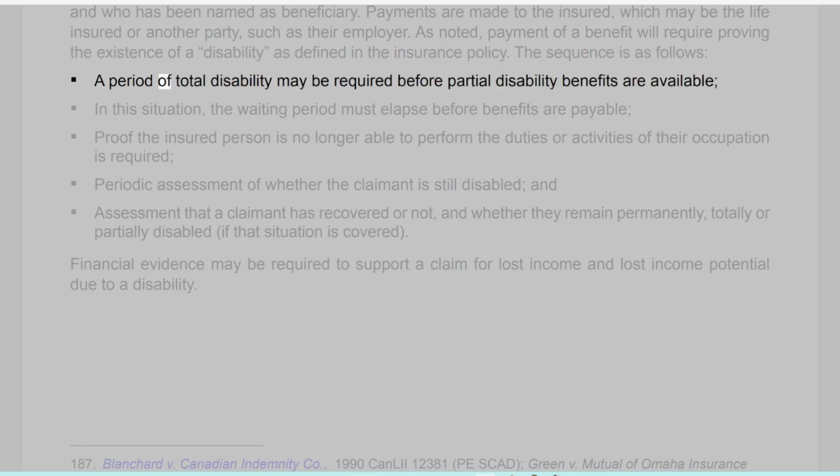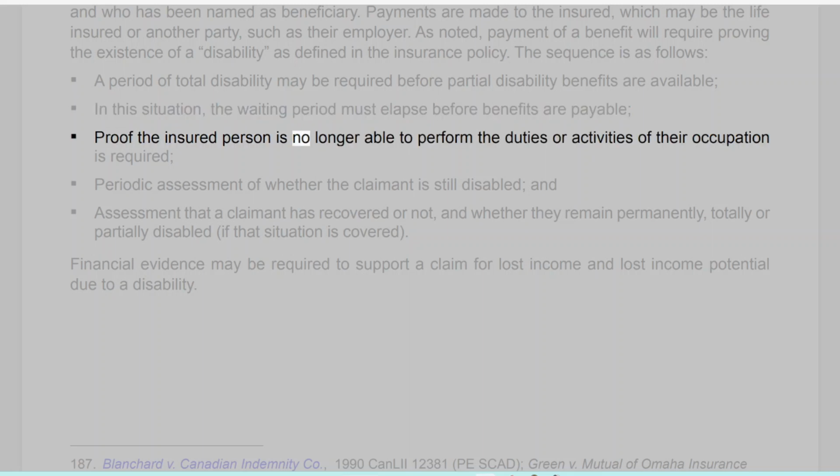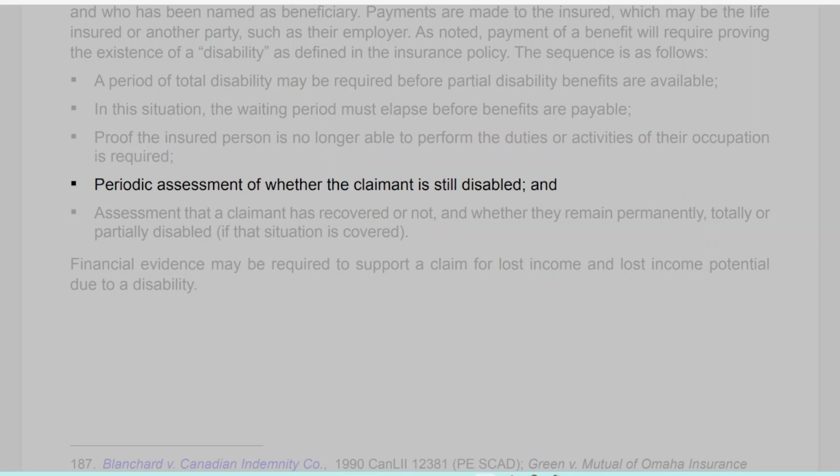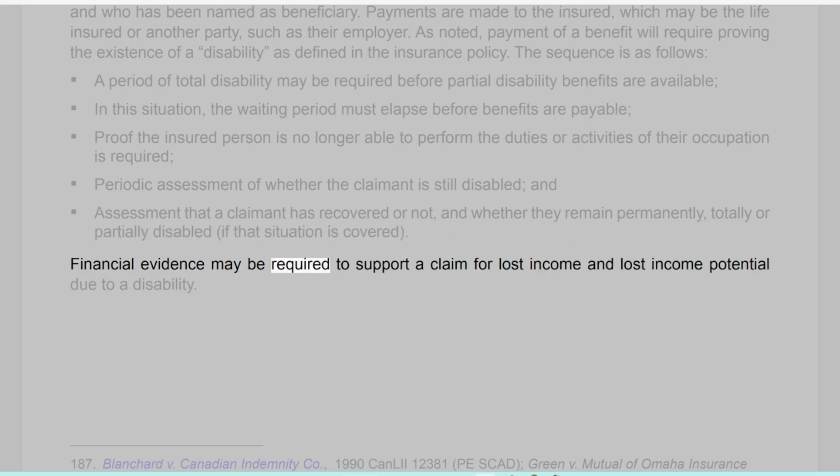A period of total disability may be required before partial disability benefits are available. In this situation, the waiting period must elapse before benefits are payable. Proof the insured person is no longer able to perform the duties or activities of their occupation is required. Periodic assessment of whether the claimant is still disabled, and assessment that a claimant has recovered or not, and whether they remain permanently, totally, or partially disabled, if that situation is covered. Financial evidence may be required to support a claim for lost income and lost income potential due to a disability.